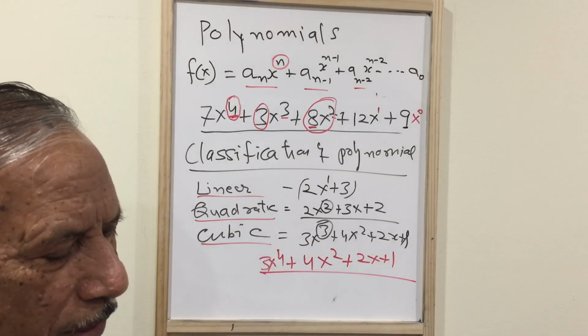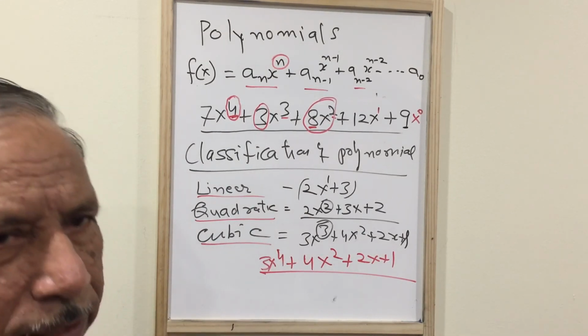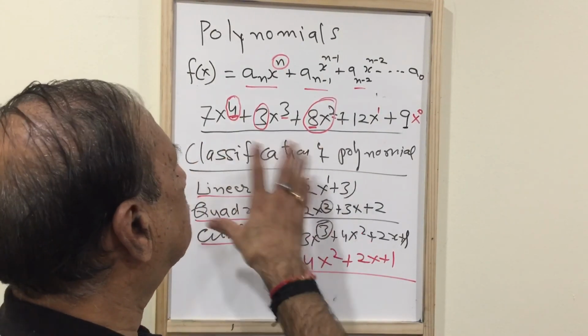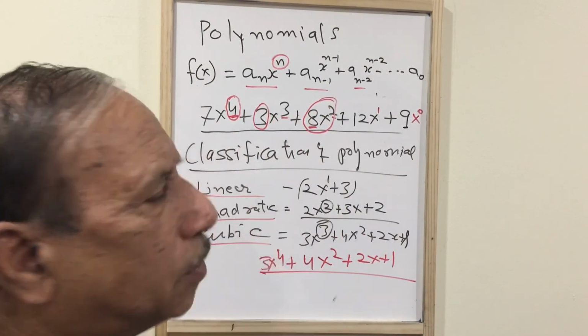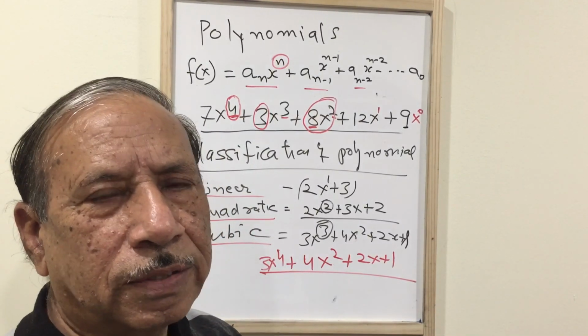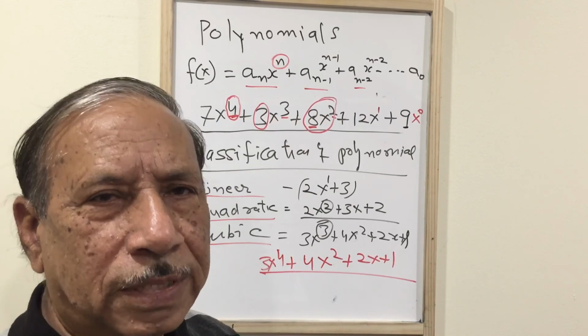So these are the classification, and in the next chapter we'll discuss further different types of polynomials with the degree, coefficients, how to find out the coefficient, how to find out the degree of the polynomial with different examples.